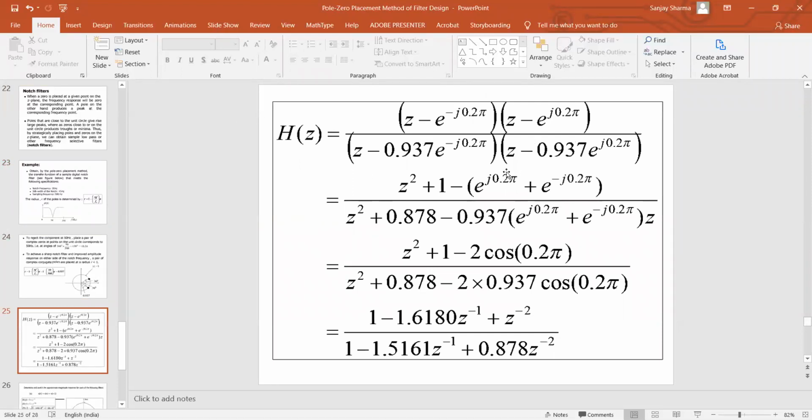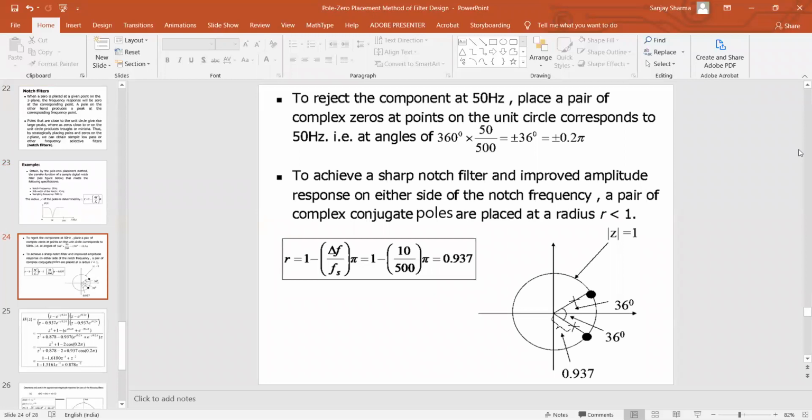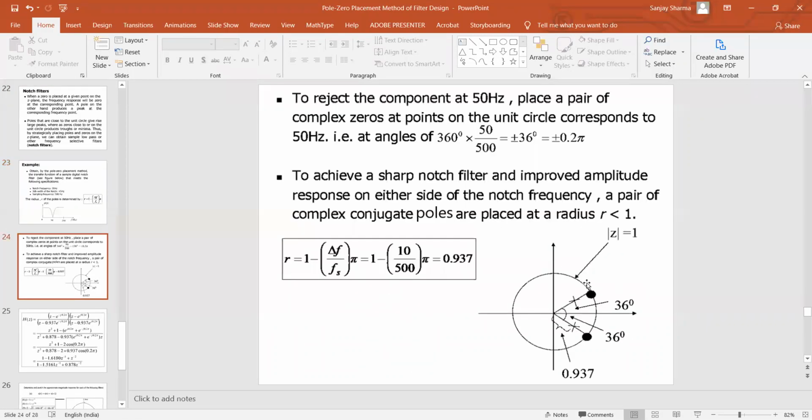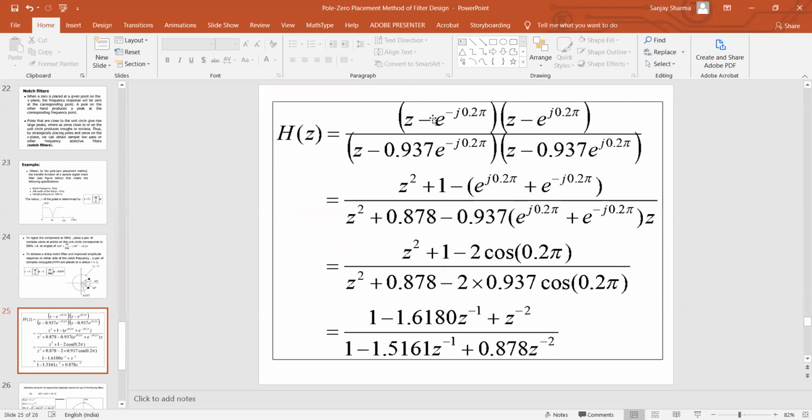Now, how can you obtain the transfer function? We have designed a notch filter of these specifications: a 50 Hertz notch, 3 dB width of the notch plus minus 5 Hertz, and sampling frequency 500 Hertz. We obtained the position of the poles and zeros. This is the position of zeros, this is the position of poles. If we know the pole and zero positions, we can get the transfer function. This is a zero, this is also a zero, this is a pole, and so you get the transfer function, and you can further solve the equation.